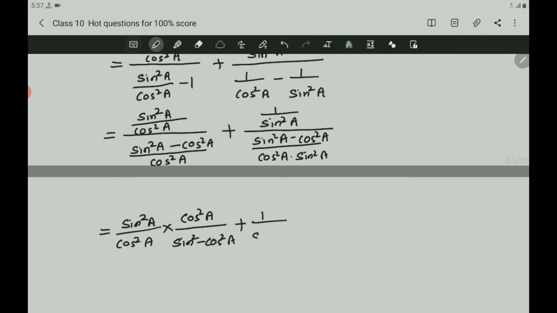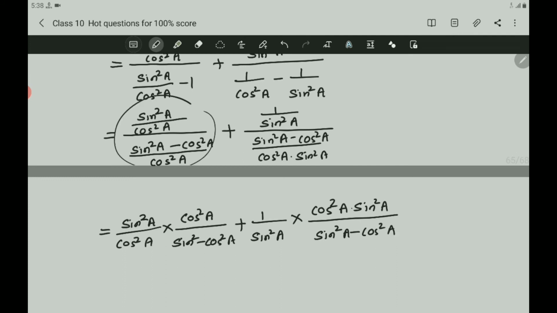1 by sin²A into the reciprocal of this one, that is cos²A into sin²A, that divided by sin²A minus cos²A. So this whole is this one, and this whole is this one.